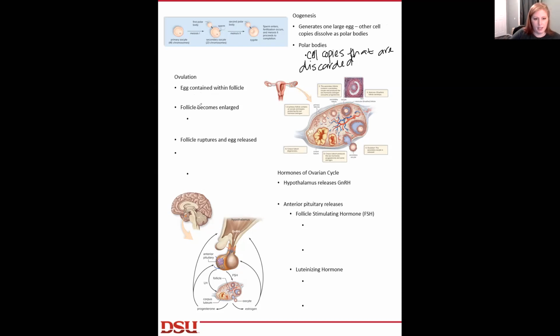All right, now let's look at ovulation. In ovulation, the egg is contained within the follicle. And then the follicle is going to become enlarged. When it does, it's known as the Graafian follicle. And yes, there are 2 A's, G-R-A-A-F-I-A-N, Graafian follicle. That Graafian follicle is eventually going to rupture, okay? And the empty follicle becomes something called the corpus luteum.